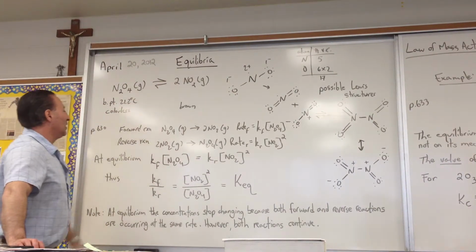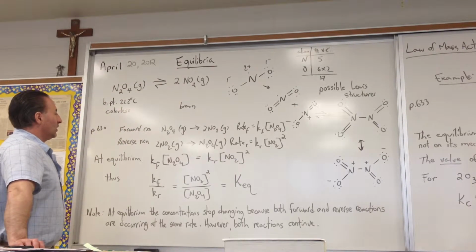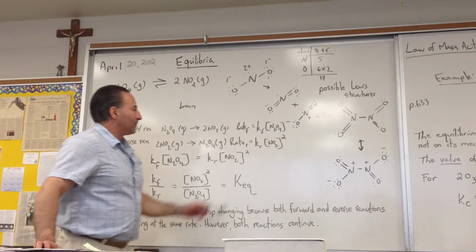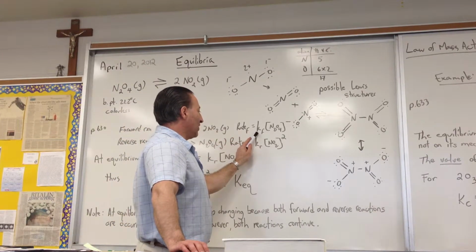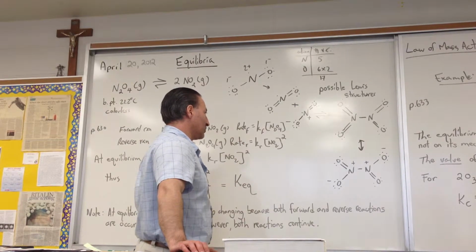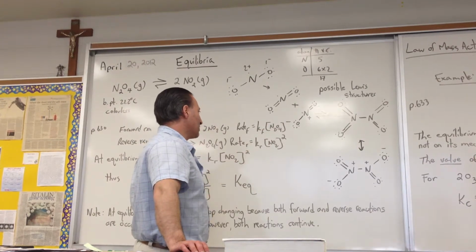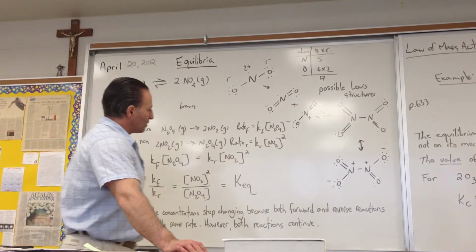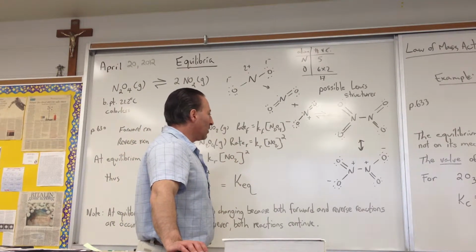At any rate, this reaction occurs continuously, and we have a forward reaction represented by the arrow going this way, and a reverse reaction represented by the arrow going that way. The rate for the forward reaction is given by a rate constant, k sub f, to symbolize that it's the rate constant for the forward reaction, times the concentration of dinitrogen tetroxide. The rate for the reverse reaction is given by k sub r times the concentration of nitrogen dioxide raised to the power of 2.